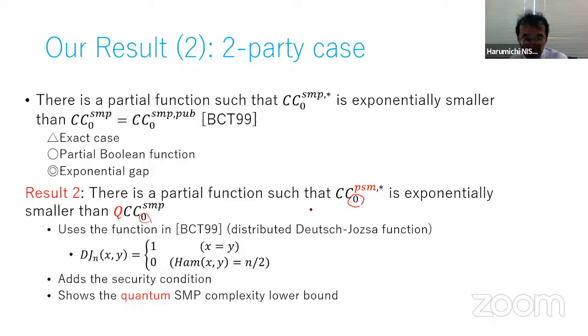And this result essentially comes from the previous SMP model case. We use the so-called distributed Deutsch-Jozsa function.